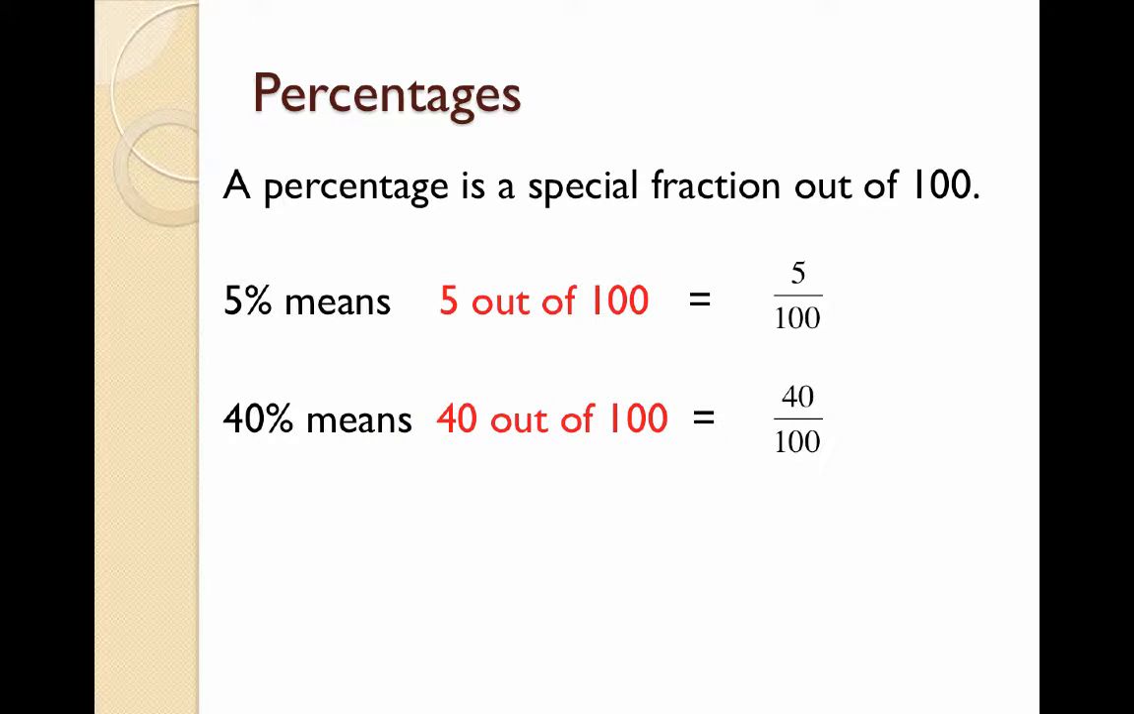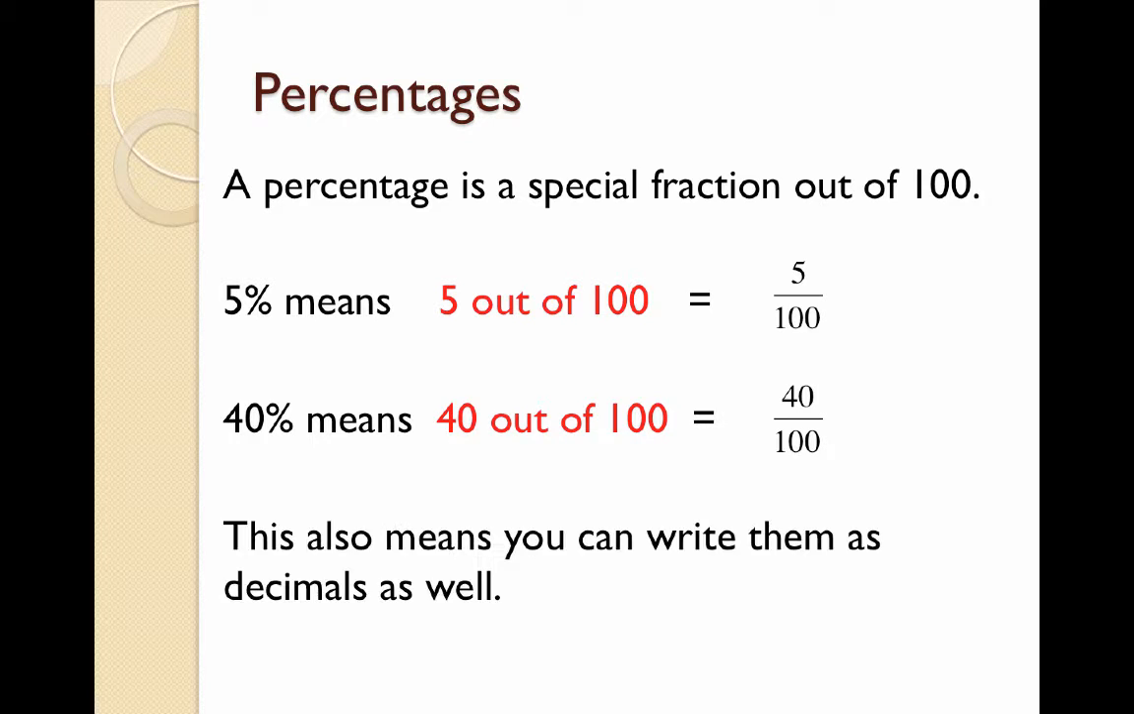A percentage is a special fraction out of 100. 5% means 5 out of every 100. As a fraction, that's 5 over 100. 40% means 40 out of every 100, or 40 over 100 as a fraction.